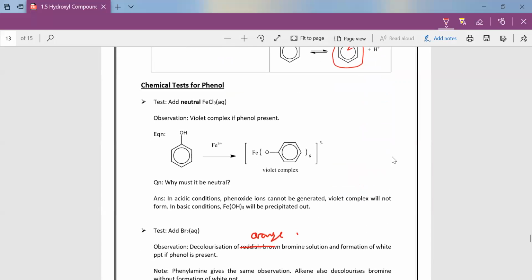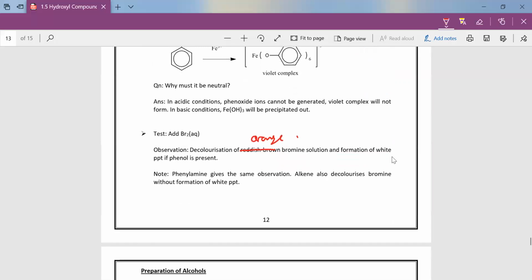Chemical tests: you can add neutral FeCl3, giving you a violet complex. Why must it be neutral? In acidic solution, you cannot generate phenoxide. In basic solution, iron hydroxide will be precipitated out, so it will screw up your observation. You can also add aqueous bromine to see the decolorization and the formation of a white precipitate. Note that this test will give the same result with phenylamine.